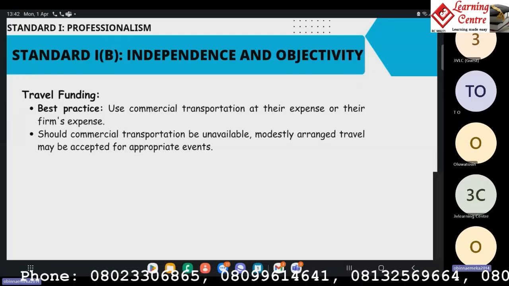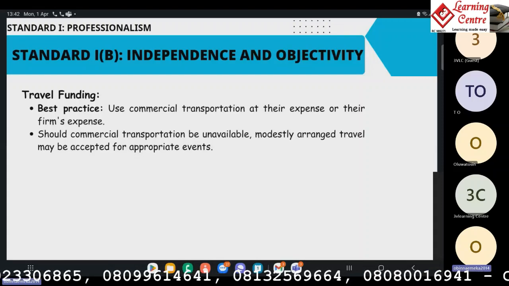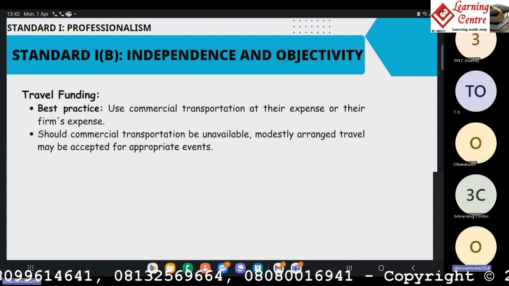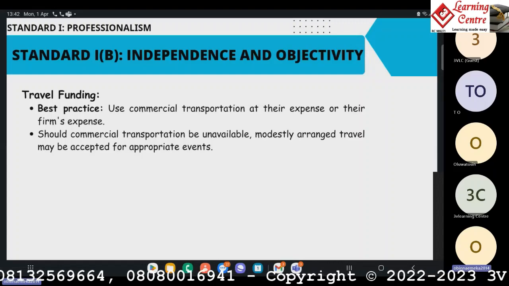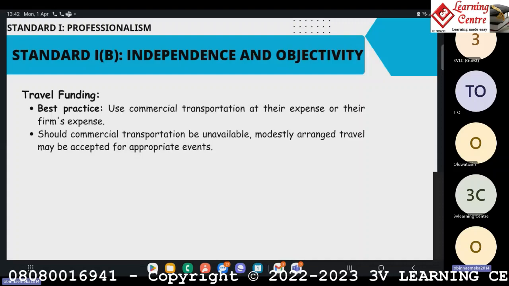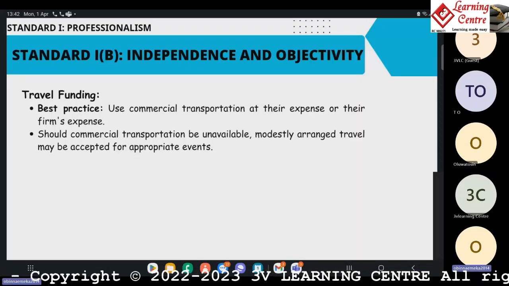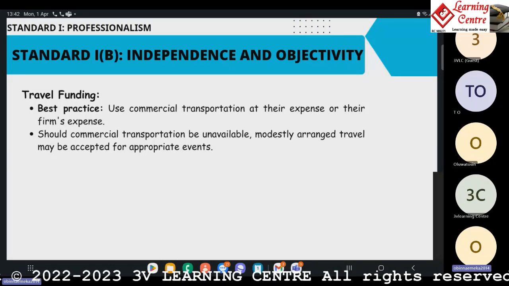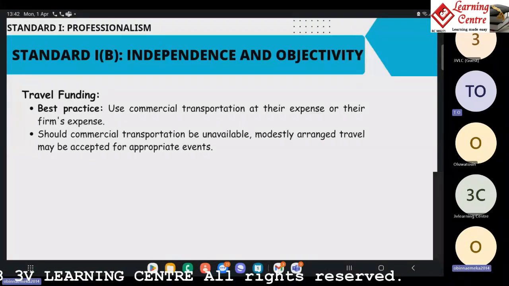So in order to maintain your independence and objectivity, the CFA Institute says that the best thing for you as a member or a candidate is to travel to any of those companies at your expense or your firm's expense. But if there is no commercial transportation available and the company is offering to come and pick you up, you might accept a moderately arranged travel from the company. Yes, that's actually what's recommended.